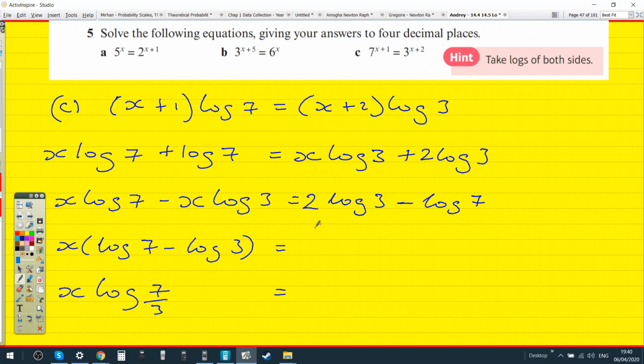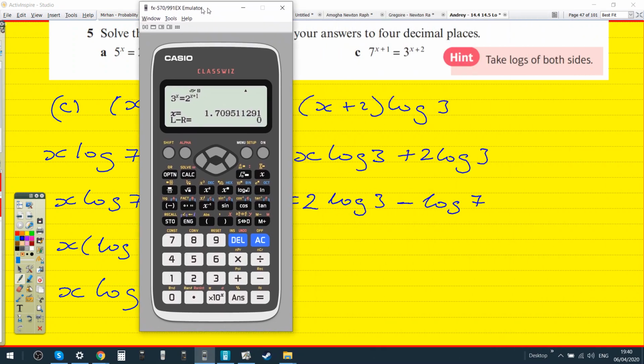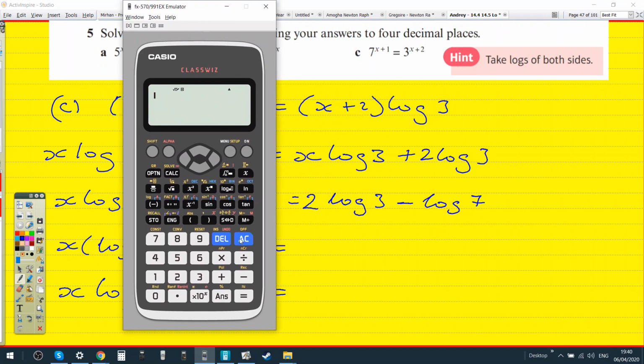Yes. How would you divide by log 7 over 3 though? So would you first get the answer from 2 log 3 minus log 7 and then divide it after? So that would work, yeah. Or put the whole thing in the bracket, whichever.